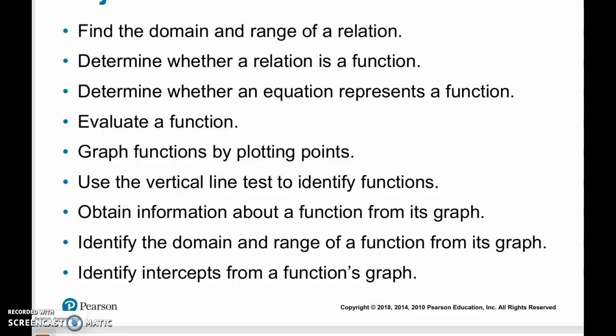use what's called the vertical line test to identify if you have a function or not, and then just being able to obtain information about a function from its graph, identifying the domain and range from its graph, and identifying the intercepts from the function's graph.